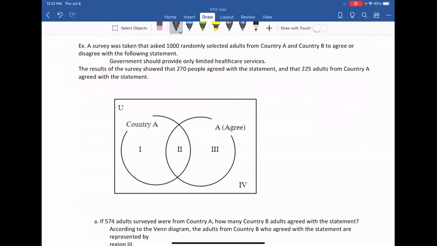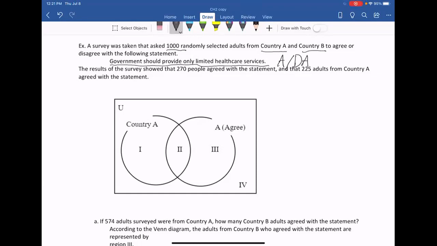A survey was taken, asking a total of 1,000 randomly selected adults from country A and country B to agree or disagree with the following statement. The survey question is: government should provide only limited healthcare services. The answer could be yes or no, or agree or disagree. Because the question said agree and disagree, we use A and DA to represent that. Agree, we use A. Disagree, I say DA.